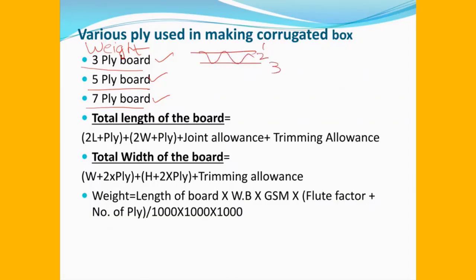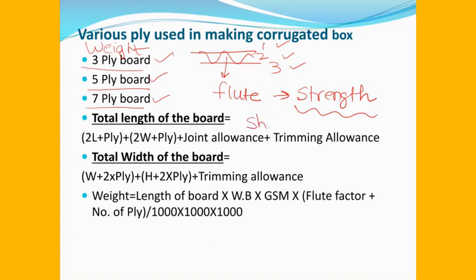Like in case of 3 ply cardboard, you can see ply 1, ply 2, ply 3, like this 3 ply board. We have seen some of the figures, right? Similarly in case of 5 ply, what will happen? It will be more. The flute is nothing but the more number of flutes means more strength.